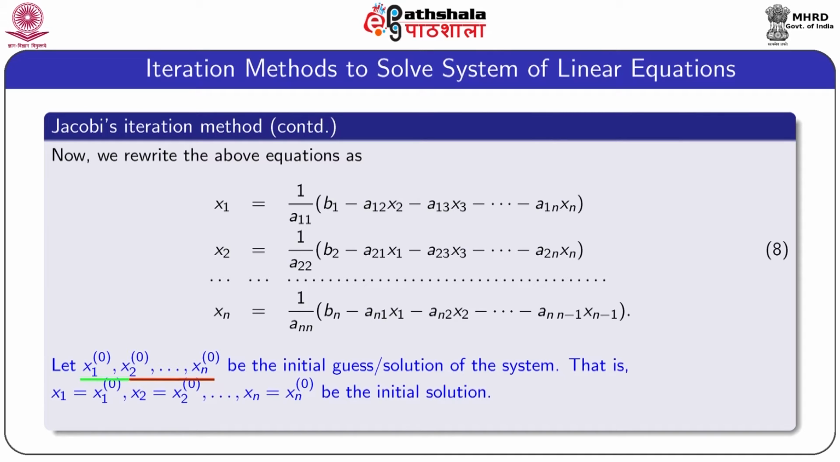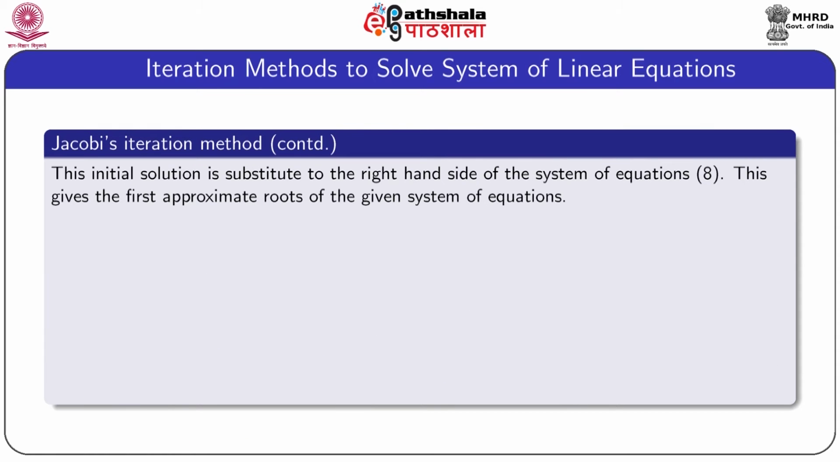Let x1^0, x2^0, ..., xn^0 be the initial guess or solution of the system of equations. Generally, we consider the zero vector as the initial guess, that is x1 equal to x1^0, x2 equal to x2^0, ..., xn equal to xn^0 be the initial solution of the given system of equations. Now, the initial solution is substituted into the right hand side of the system of equation 8 to get the first approximate root of the system of equations.